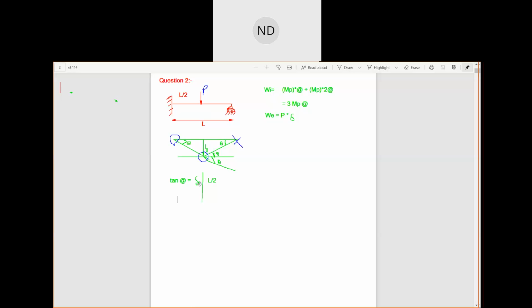And so now what will be delta? Delta will be theta into L by 2, right? So what will be this? P into theta into L by 2.